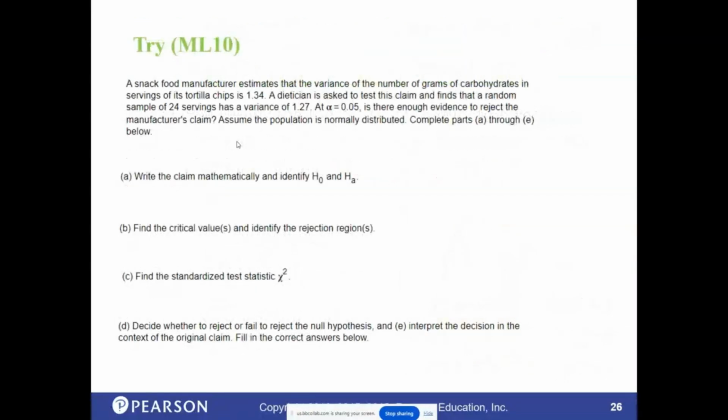All right, here's one for you to try, as well as all the steps there. This one matches up with number 10. So take a second to work through that to make sure we're in good shape, and then we'll compare answers there.